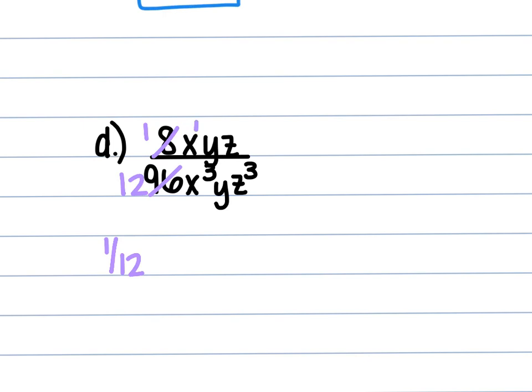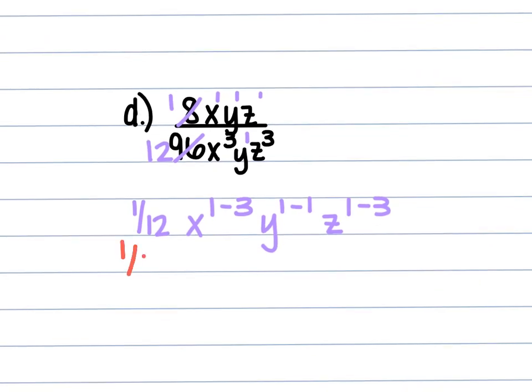Then we have x to the first, y to the first, z to the first, x cubed, y to the first, z to the cubed. So that's x to the first minus the third, y to the first minus the first, and then z to the first minus the third. So do those subtractions. We're going to have 1 over 12, x to the power of negative 2, y to the power of 0, z to the power of negative 2. That power of 0 cancels out that y, so we're not going to deal with it anymore.